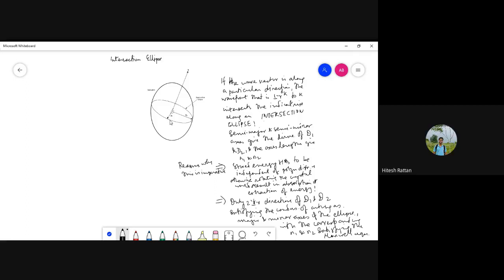Initially what I thought is, the statement that you have written at the top says that this intersection ellipse is basically the intersection of the indicatrix and the wavefront. Yes, yes, that gives you the intersection. Right, right. Then from here, how are we concluding that the D1 has to be along the semi-minor and semi-major axis? That part I just didn't get.